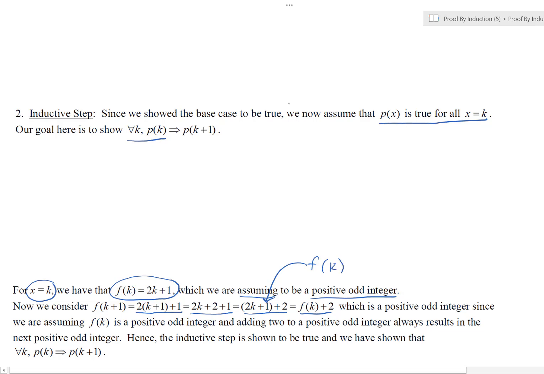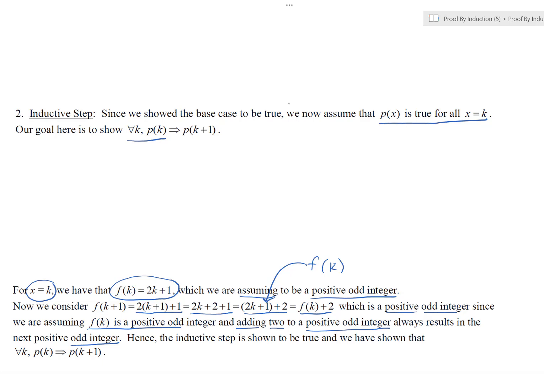So plus another 2. And it should be clear now that this is a positive odd integer, because we're assuming f of k is a positive odd integer. And if we add the number 2 to a positive odd integer, then we're always going to get another odd integer. Just go by 2. 7 plus 2, 9. 9 plus 2, 11, and so on. So we have shown it to be true.